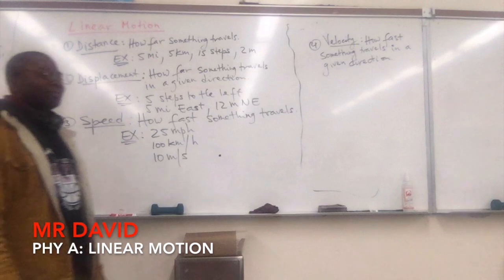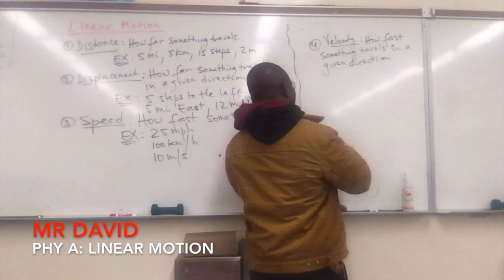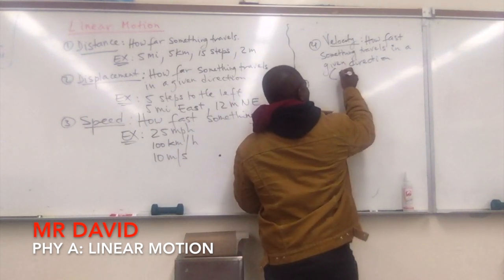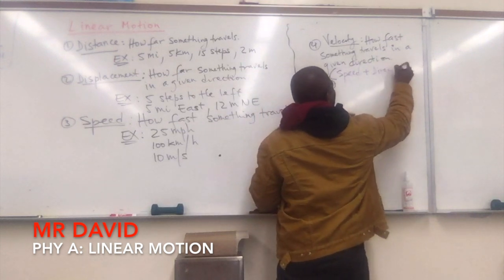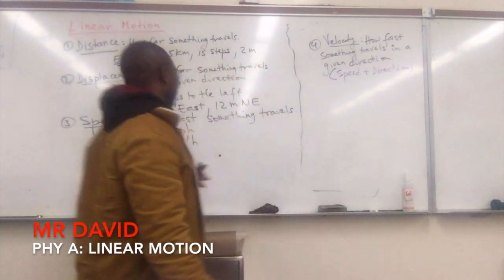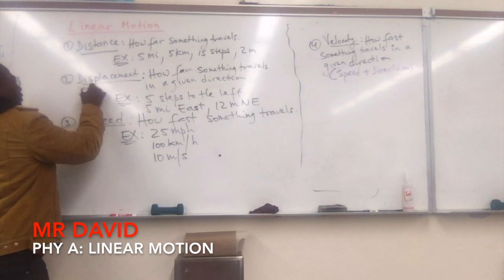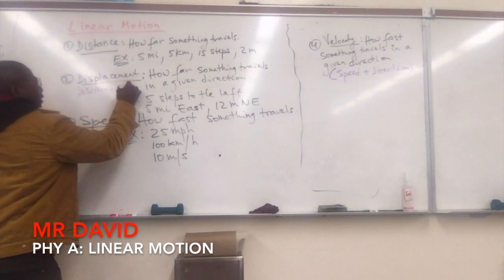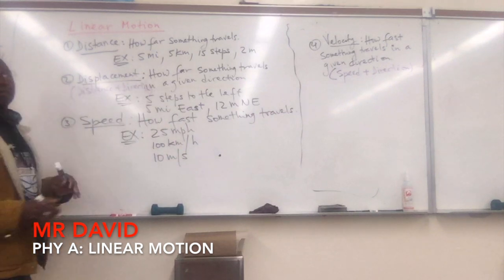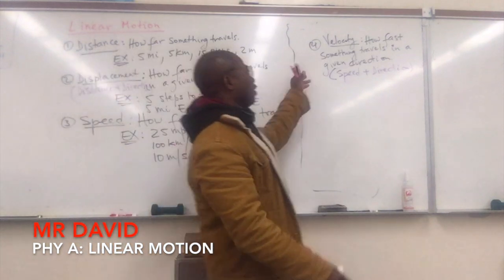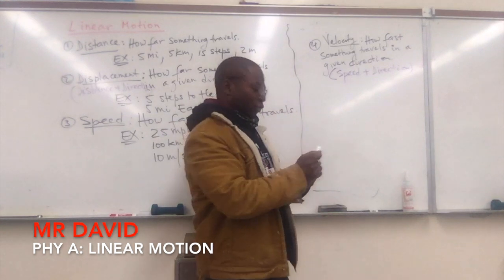It has direction. We can add this to it. It's speed and direction. Speed plus direction. Like yesterday we were saying, displacement is distance plus direction. Velocity is speed and direction. So together, we say that's a velocity.